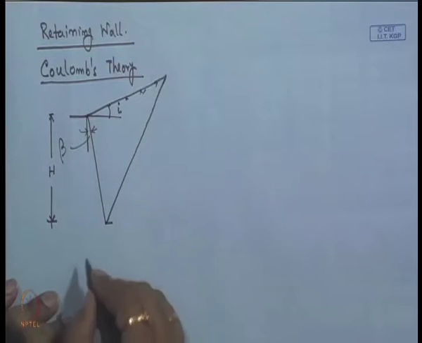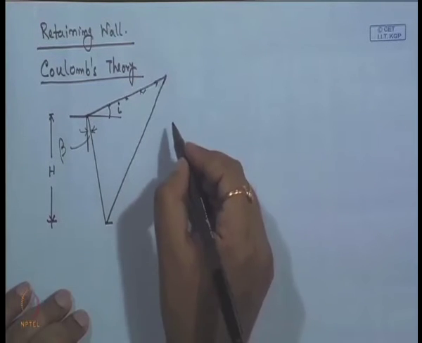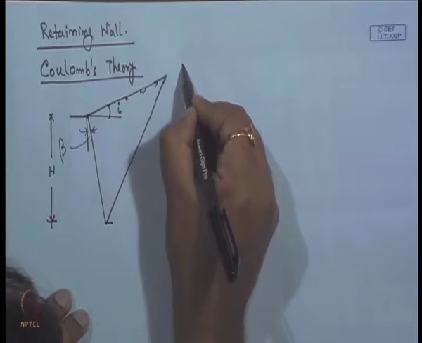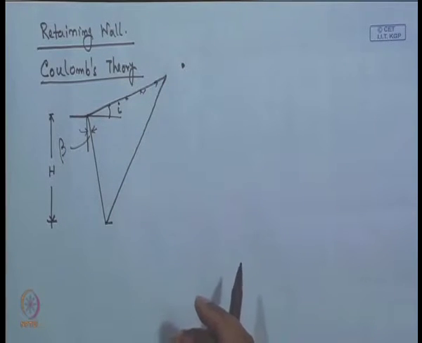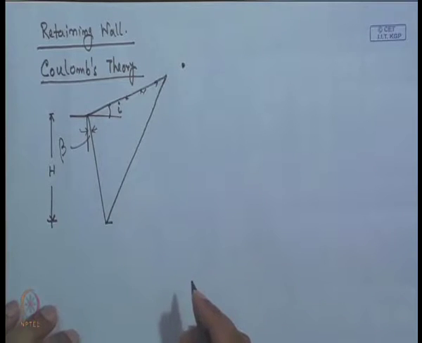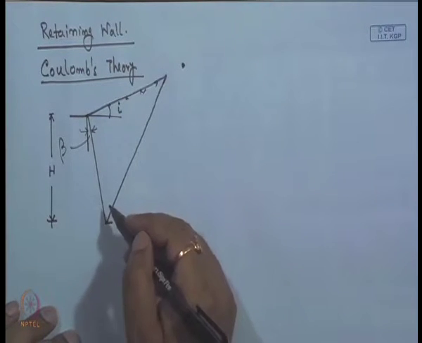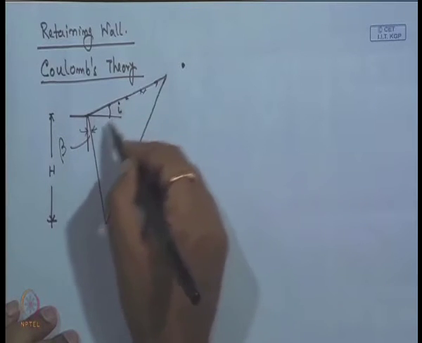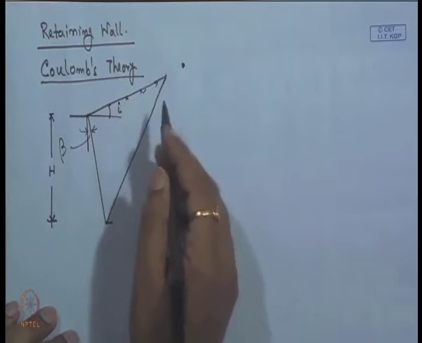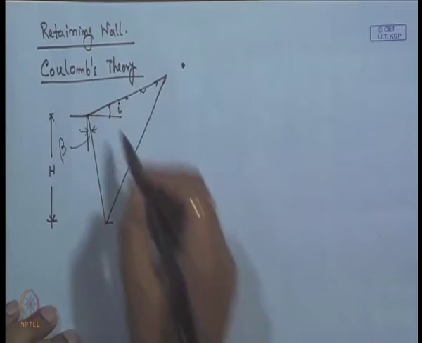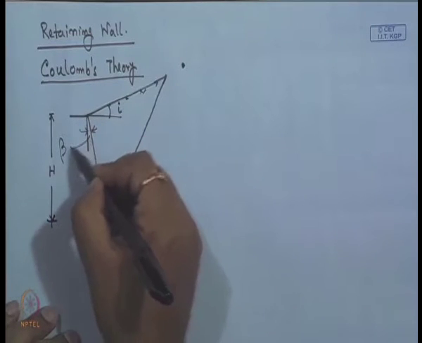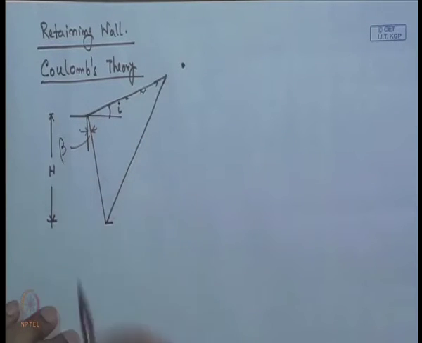Now, in this condition, for Coulomb's theory we know that the soil should be dry, homogeneous, isotropic and cohesionless if we consider. Then the backfill surface can be planar or can be inclined. Here the backfill surface is inclined; i can be 0 also. Now, the back of the wall can be inclined to the vertical. So the back of the wall is inclined to the vertical with an angle beta.